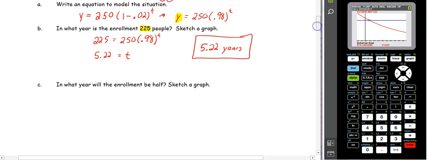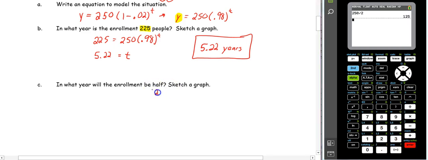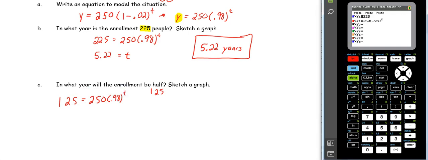In part C, it says, in what year will the enrollment be half? So if the original enrollment was 250, we can take 250 and divide that by 2 to cut it in half. So we want to know when the enrollment is going to be 125 people. So we're going to do 125 equals 250 parentheses 0.98 to the t power. So in our calculator, the only thing we need to change is y1, and we're going to change that to 125.